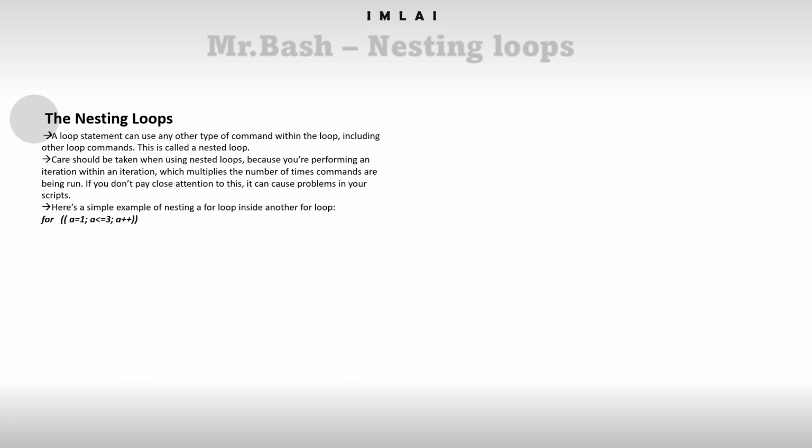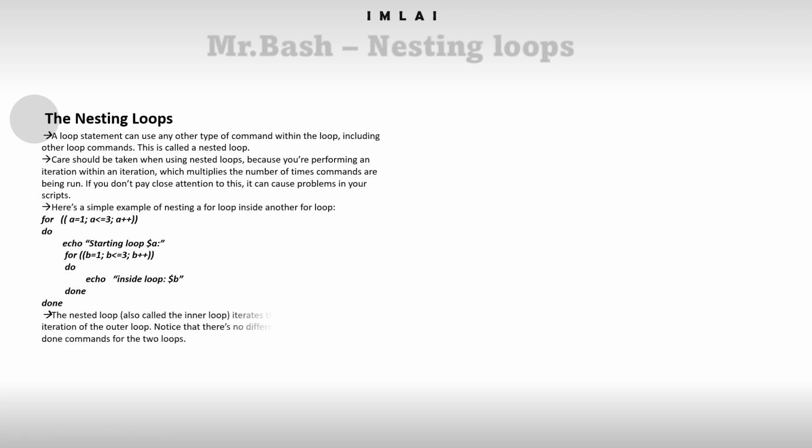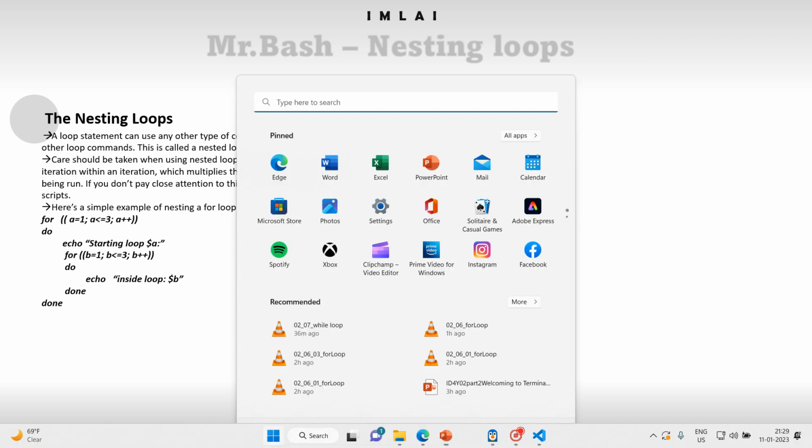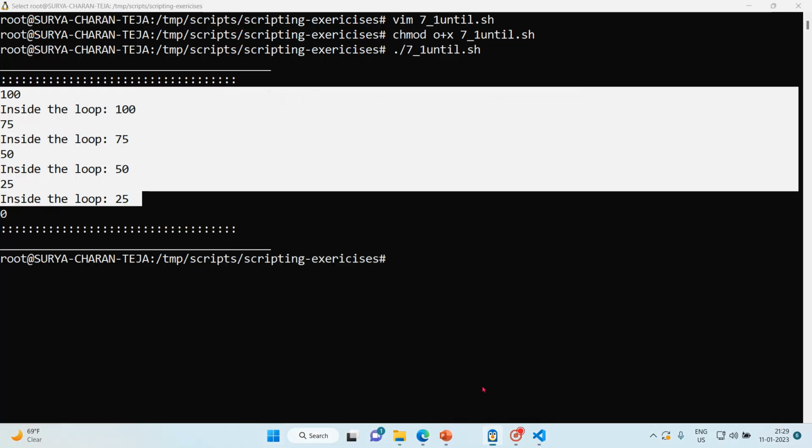Let's take an example of a nested loop. Here is a for loop inside another for loop, as displayed on your screen. The first one is a for loop, and after that do, and inside that echo, and inside that there is one more for loop, and then again one more do, and closing done for the first for loop. Let's do an example exercise, then after that we'll go to the next examples.